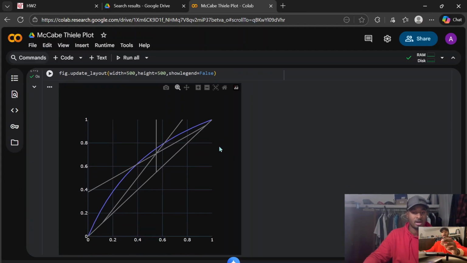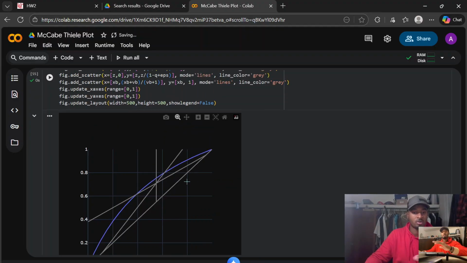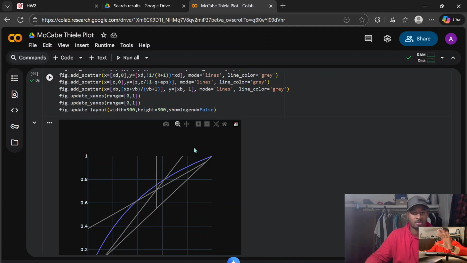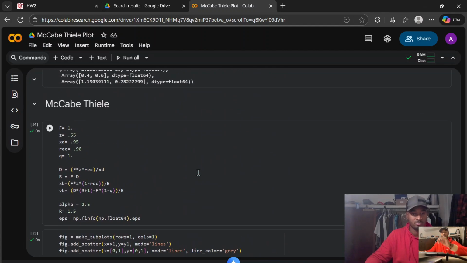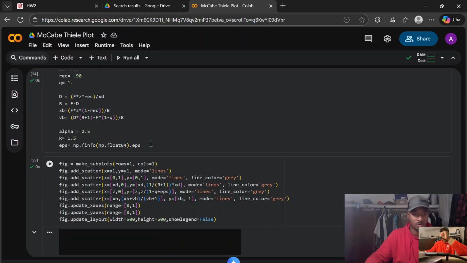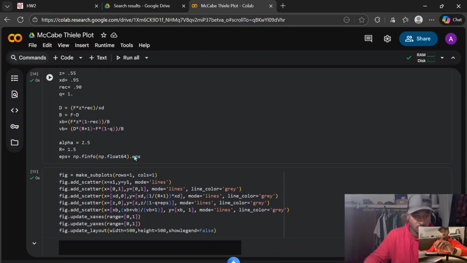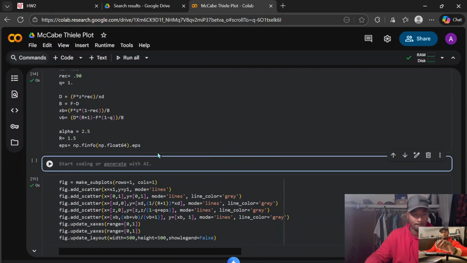Now we've built our McCabe-Thiele diagram. We have our intersecting points. We have our stripping line equation. We have our rectifying line equation, and we have our Q line equation. Now from this, we can do the staircase to determine how many steps are necessary for this calculation. We do that by creating a for loop.